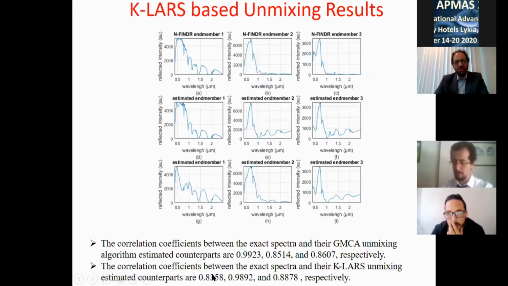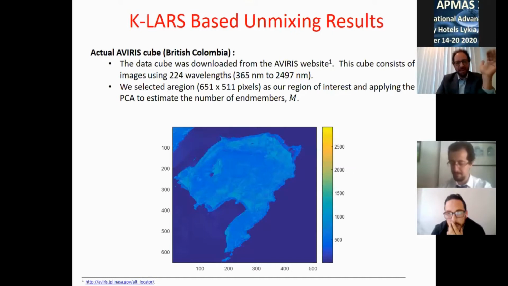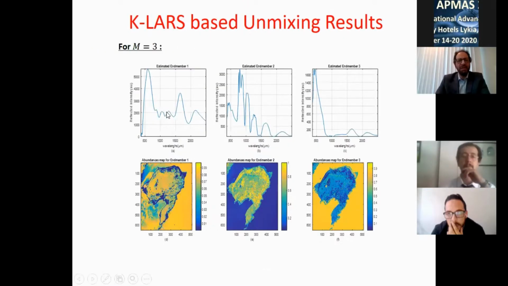And again, we've obtained slightly better results than the older technique, but with a much faster and much more convenient practical implementation. This is a practical cube, a part of British Columbia in Canada. This is essentially a satellite image. These are the end members that are obtained. We found the number of end members using principal component analysis, even though there is more than one way to do it. And here you can see the abundance maps.